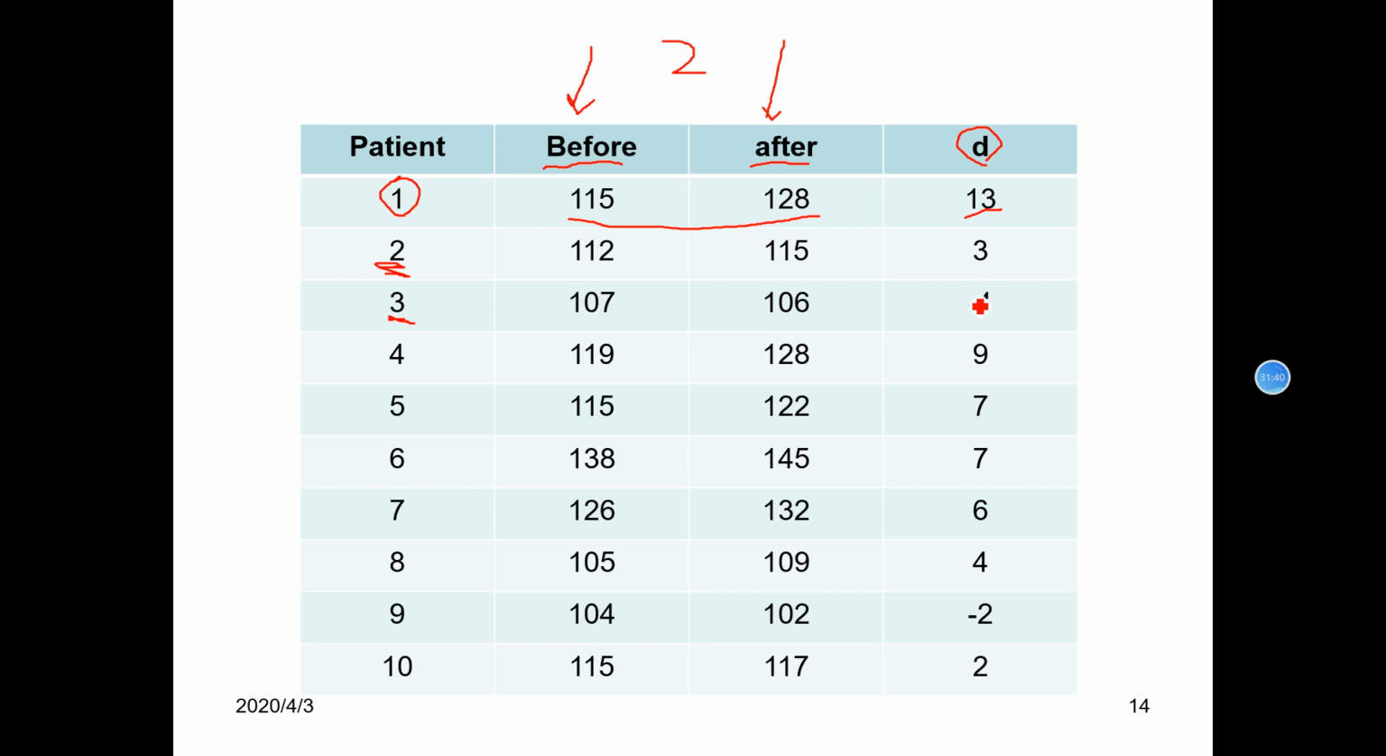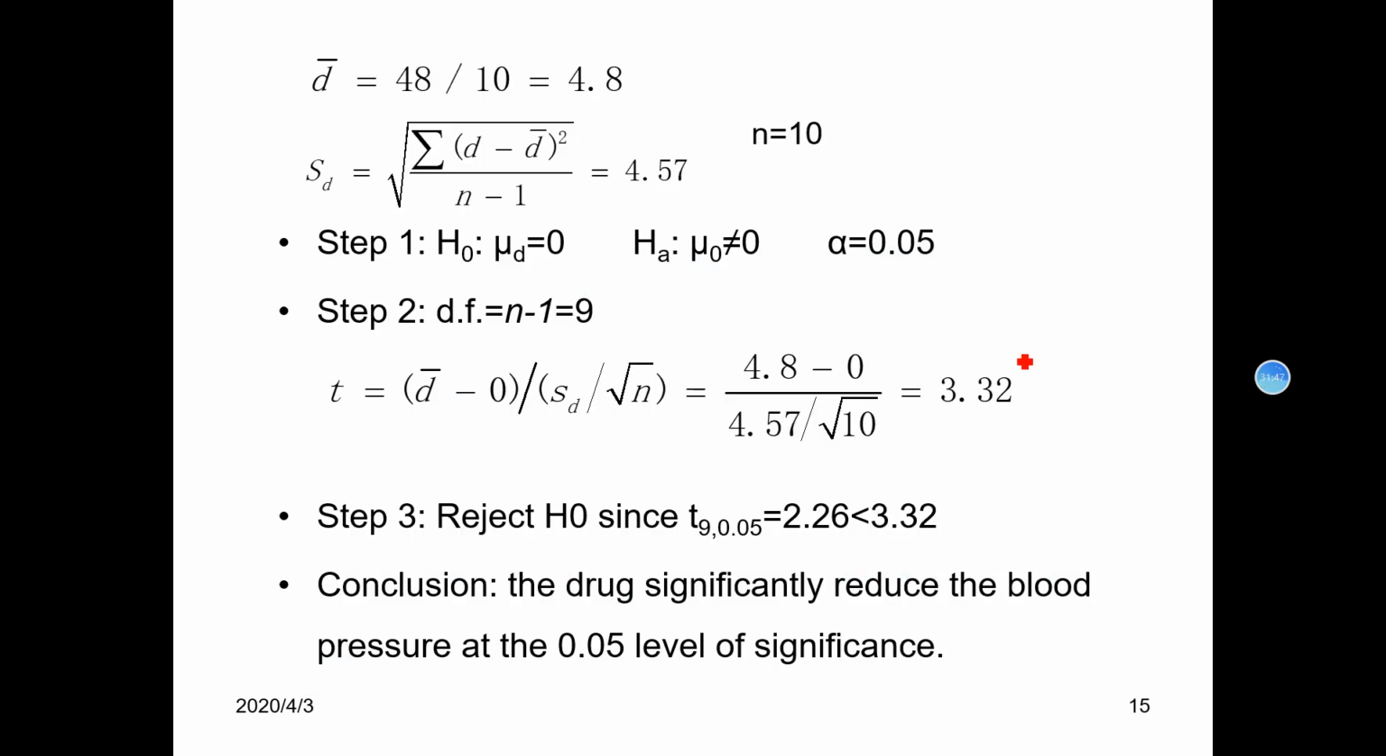It doesn't matter. We just list all the numbers of the difference in this column. And then let's see the procedure. It has the same procedure: step 1, step 2, step 3, and the conclusion. But in step 1, the two statements are different from what happened in one sample t-test or one sample z-test.